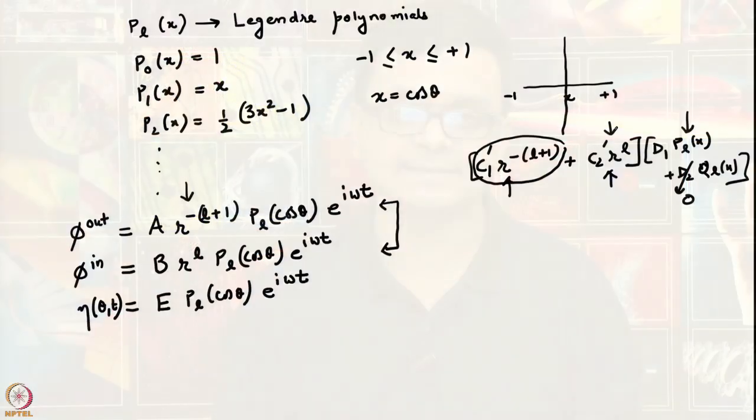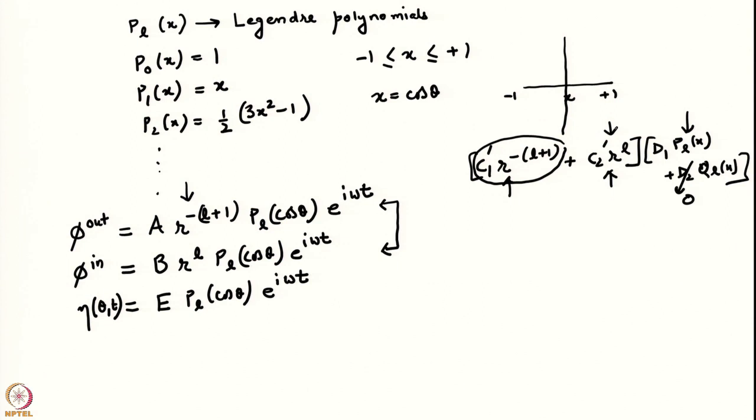Using variable separable solutions to the Laplace equation, we have guessed the form for the perturbation velocity potential in the fluid outside as well as inside. We also have guessed the form for eta, which is the perturbation at the surface. Now using this, we are going to conduct a normal mode analysis.